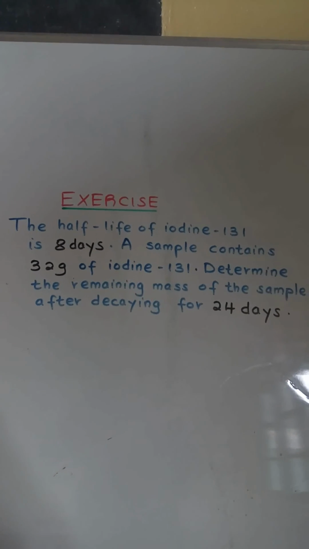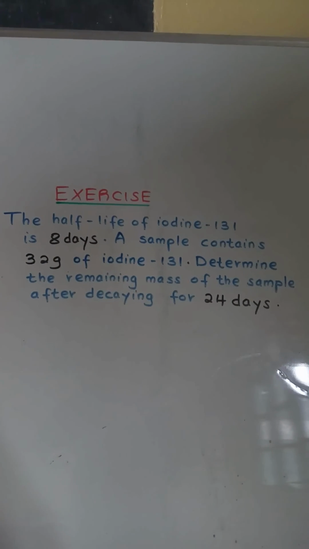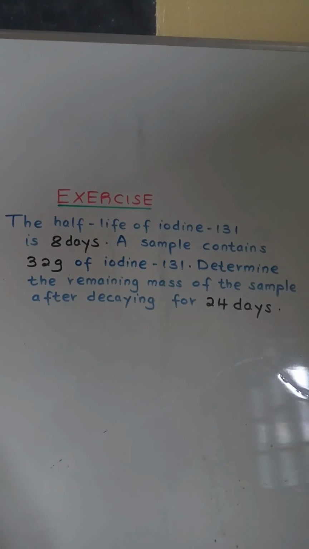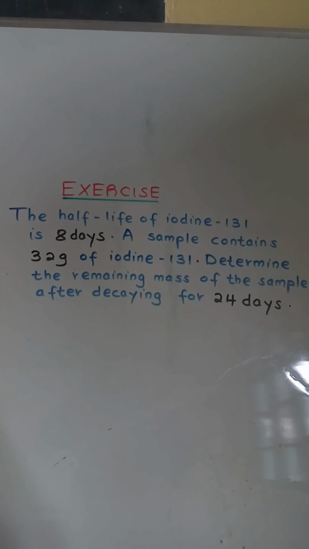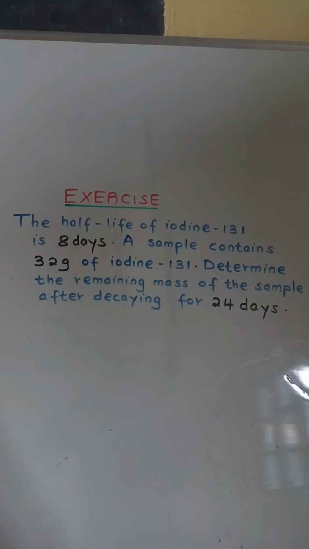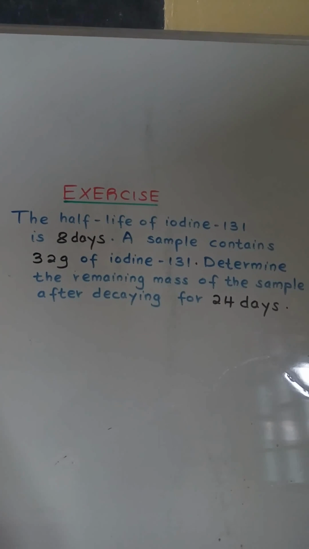Exercise. The half-life of iodine 131 is 8 days. A sample contains 32 grams of iodine 131. Determine the remaining mass of the sample after decaying for 24 days.